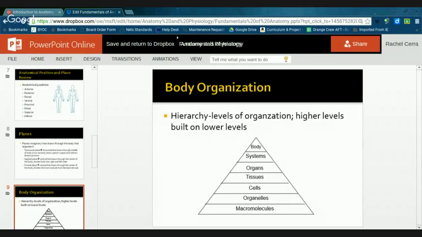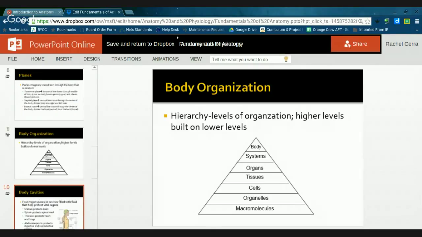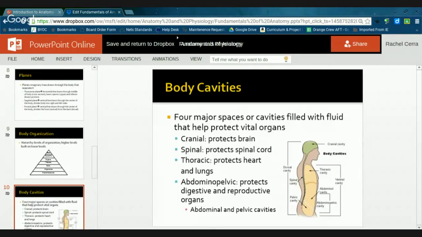Okay, so that's your organization. You'll want to be familiar with that. Okay, then we've got your body cavities.